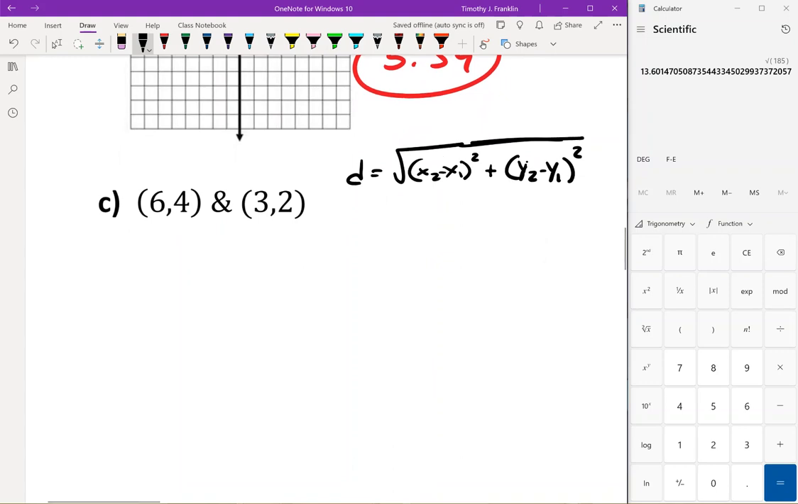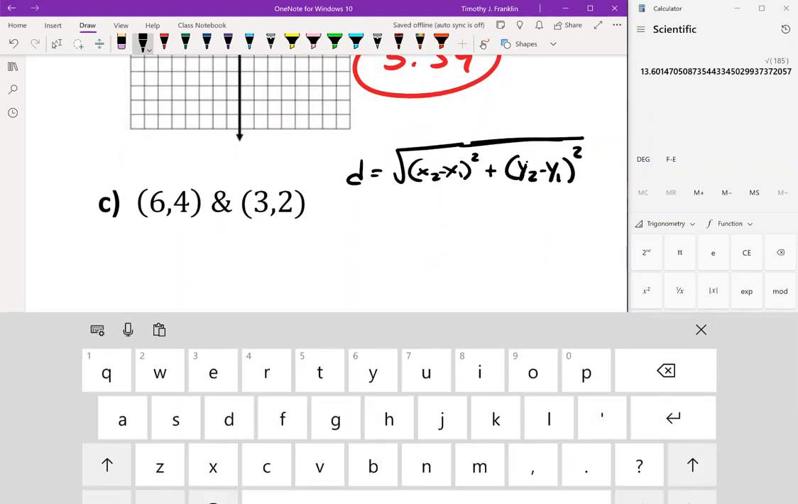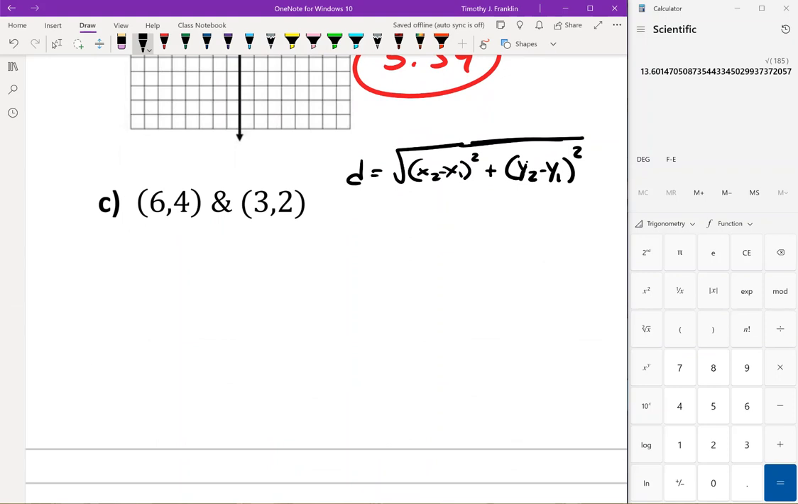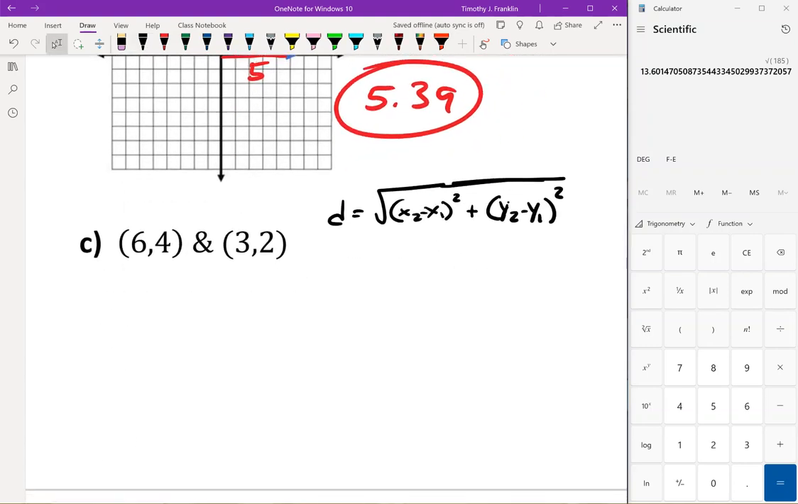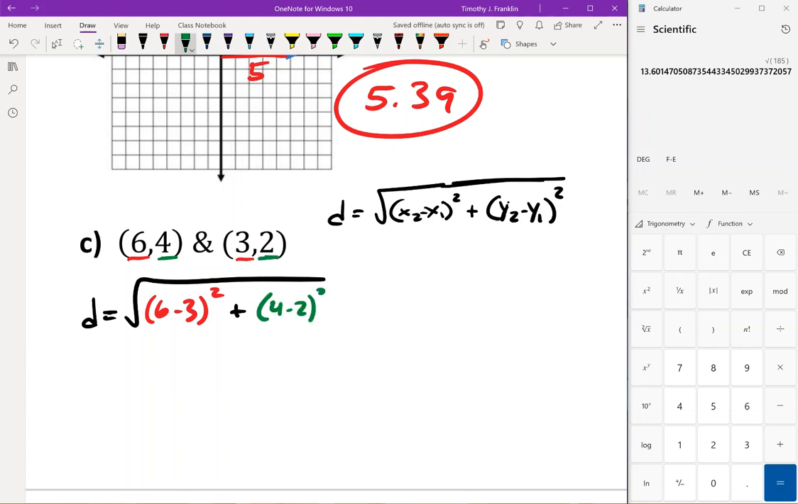So first what we want to do, and D here stands for distance. When we're looking at it in terms of a picture, yes, we typically use C for A, B, and C for the Pythagorean theorem, but in the distance formula, D is standing for distance. So first what we want to do is find the difference in the x values, which are 6 and 3. So that's 6 minus 3, and then we would square that. Now we find the difference between the y values, and that's 4 minus 2. Then we square that.